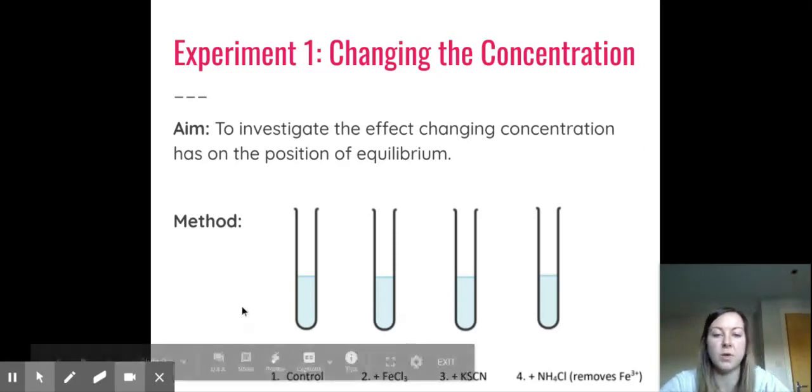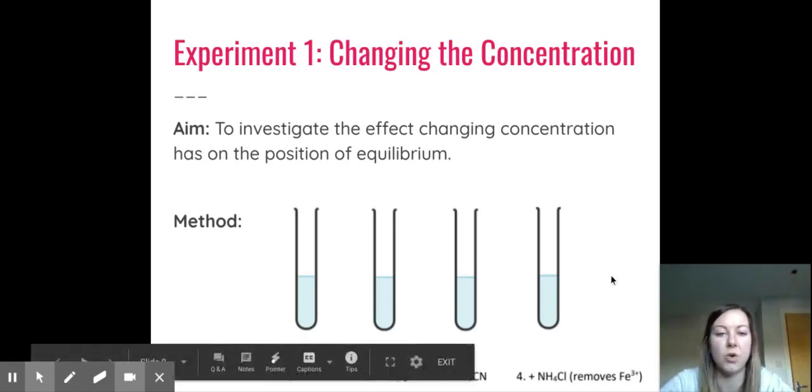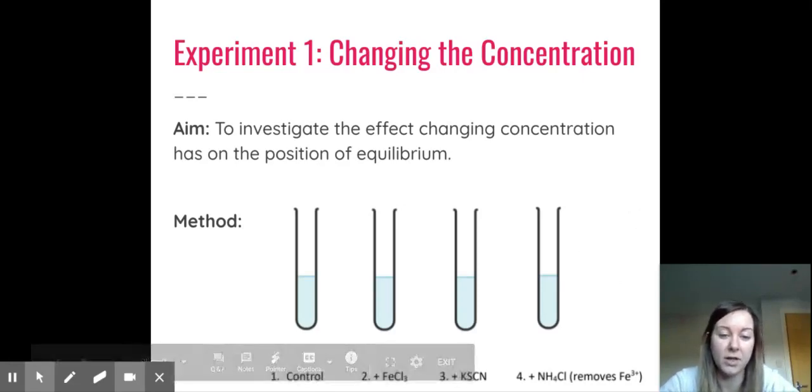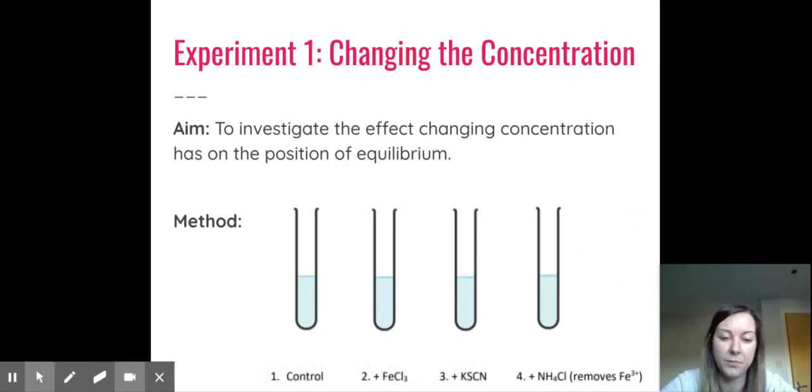And for our method, we are going to start with 4 test tubes, which all have the same solution in them. I'll tell you what that is in a wee second. Even though the diagram shows it in a kind of watercolour, these are all quite pale yellow. Number 1 is going to be our control. So we're just going to keep that the pale yellow colour.